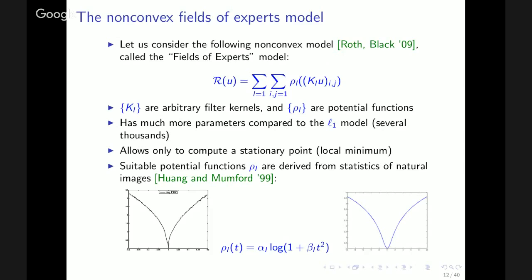While the first model had between 5 and 20 parameters, now this model has several thousands of parameters. For example, if you have one filter kernel, 9 times 9 is 81 parameters. Let's say we have 80 filter kernels, 80 times 81, and a few additional parameters, alpha_L and beta_L, for the potential function. So you easily get a few thousand different parameters. The problem of this model, but it turned out not to be that big a problem, is that it's a non-convex problem, so we cannot hope to compute the globally optimal solution of the model. We can only hope for getting a stationary point, for example, a local minimum.